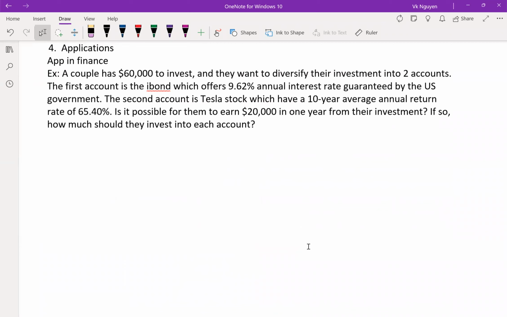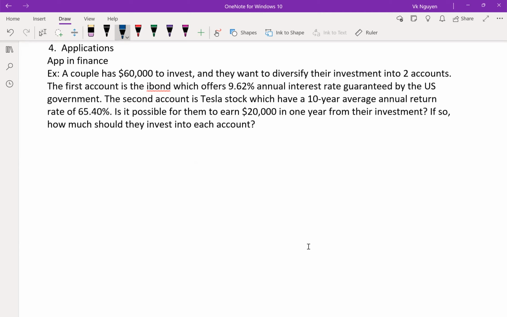An application in finance. A couple has $60,000 to invest and they want to diversify the investment into 2 accounts. The first account is the I-bond, which offers 9.62% annual interest rate guaranteed by the US government. The second account is Tesla stock, which has a 10-year average annual return rate of 65.40%. Is it possible for them to earn $20,000 in 1 year from the investment? If so, how much should they invest into each account?